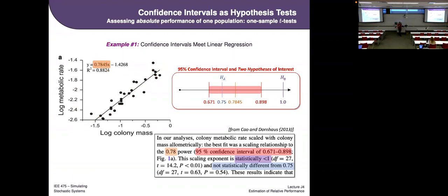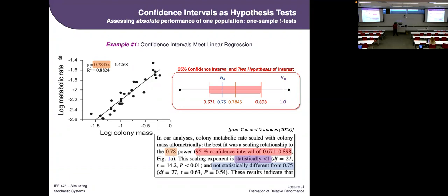But in reality, whenever you get a regression coefficient, that's a point estimate, and you always put confidence intervals around regression coefficients. That's what they report down here. They said the best fit was a scaling relationship to the 0.78 power, and then in parentheses in their paper, a 95% confidence interval of 0.67 to 0.898.